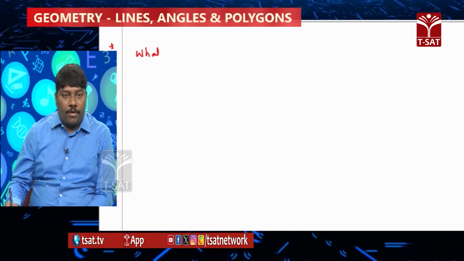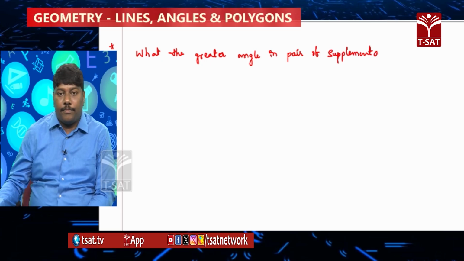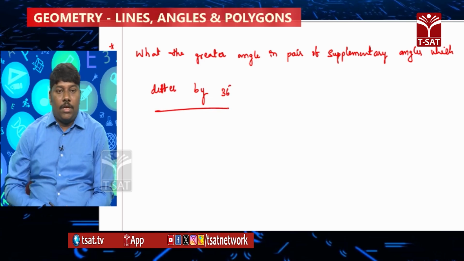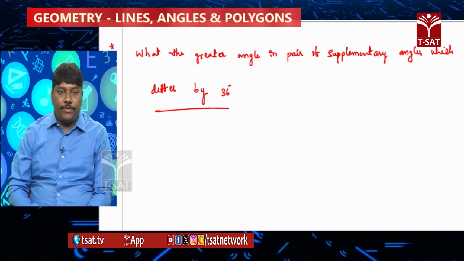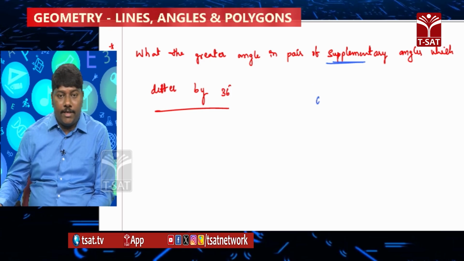Similar way, what is the greater angle in a pair of supplementary angles which differ by 36 degrees? I want the greater angle in a pair of supplementary angles which differ by 36. First of all, you should know what supplementary angles are. The moment I say supplementary angles, their sum is equal to 180. And I am also saying they differ, which means the difference between these angles is 36.